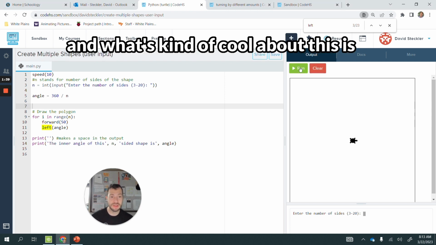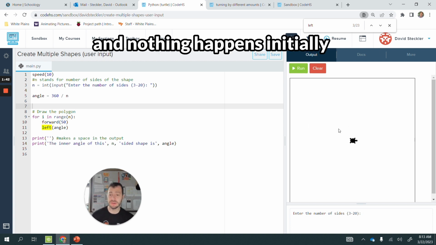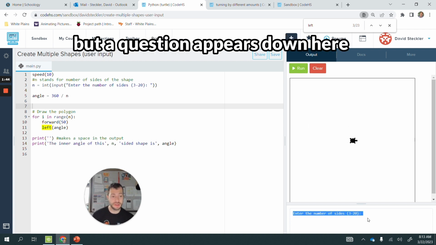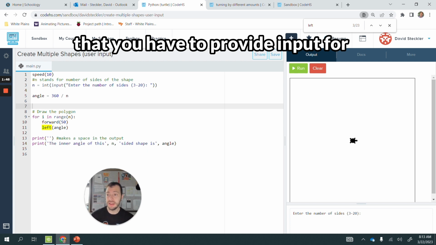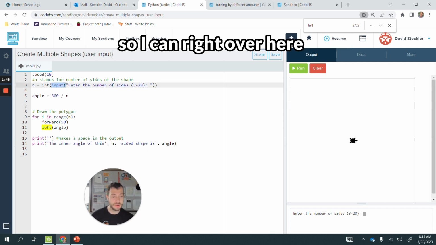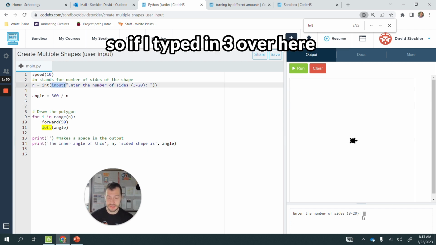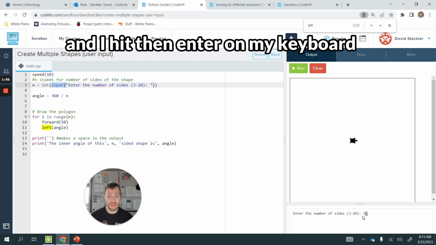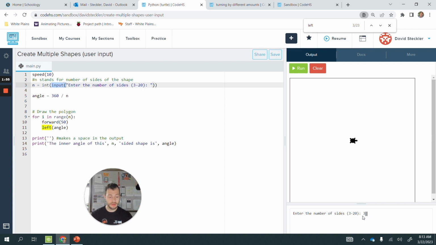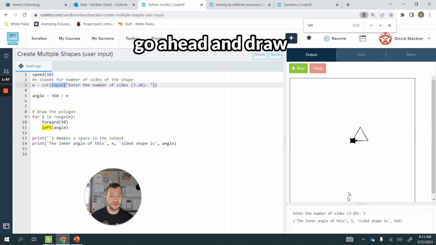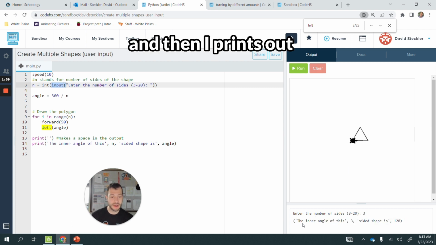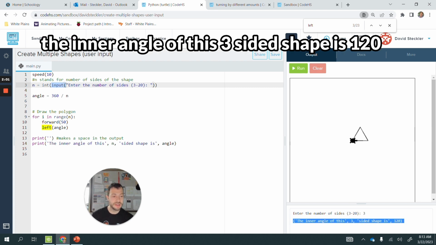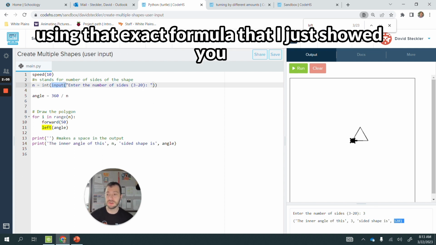And what's kind of cool about this is you click run and nothing happens initially, but a question appears down here that you have to provide input for. So I can write over here, enter a number of sides. So if I typed in 3 over here and I hit enter on my keyboard, it is going to go ahead and draw, and then it prints out the inner angle of this 3-sided shape is 120 using that exact formula that I just showed you.